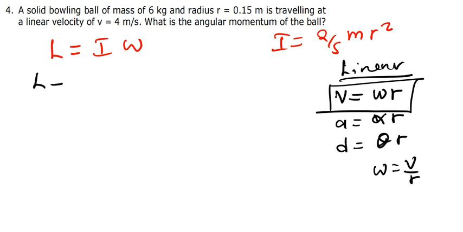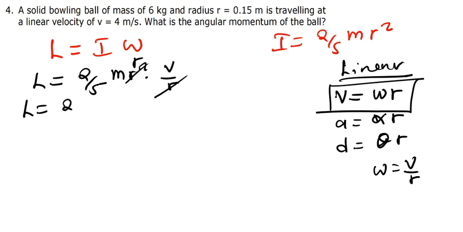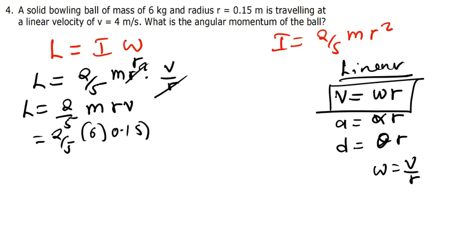So this inertia I will replace with 2/5 mr squared, times v over r. One r will go, and I'll remain with one r. So this becomes 2/5 times m times r times v. So if we plug in the values, the mass is 6, the radius is 0.15, the velocity is 4.